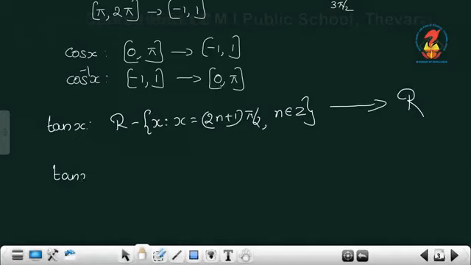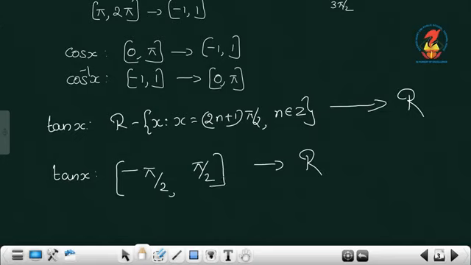So look, tan x. If we take the interval minus pi by 2 to pi by 2, to R, then the function will be 1-1 and onto. But is this one closed or open? Tan means it is sine by cos, and cos 90 is 0, so the function is not defined. So this is not a closed one, it is open. This bracket is an open one.